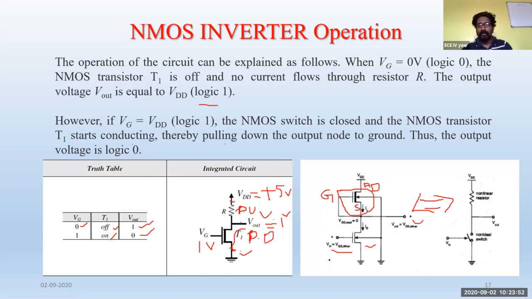Whenever you supply 1 as an input here, this switch will be turned on. If it is turned on, then whatever the previous output has stored in the output will be pulled down to the ground. So this is how an NMOS transistor will be working with the help of a depletion mode transistor. Now let us see how to connect an enhancement mode transistor in the NMOS inverter.